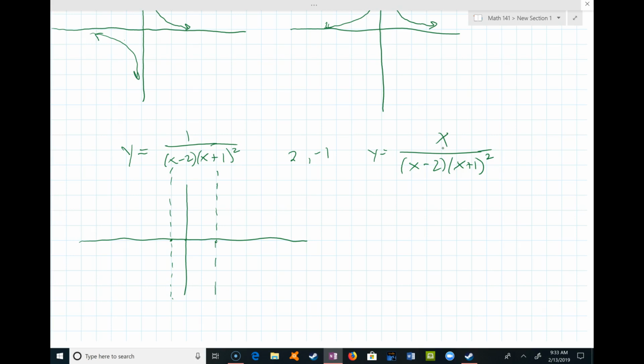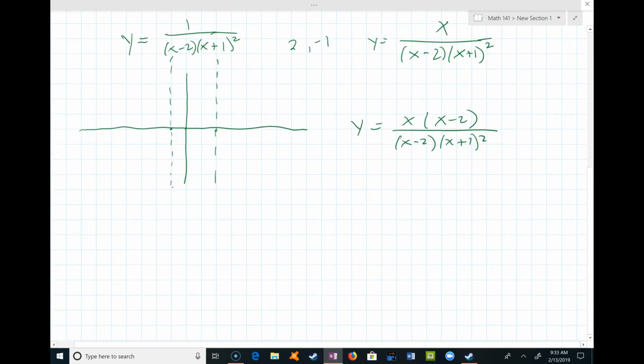Okay? So now, what happens if we have a situation like this, where y equals x times x minus 2 over x minus 2 times x plus 1 squared? Okay, so now the roots of the top are 0 and 2, and the roots of the bottom are 2 and negative 1, with a multiplicity of 2 on negative 1. So notice that we have a root on top of 2 and a root on the bottom of 2.